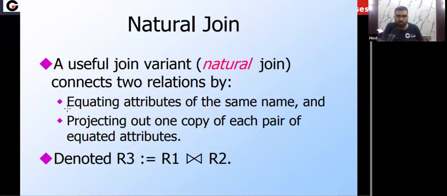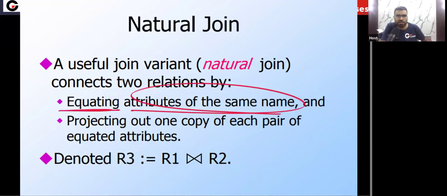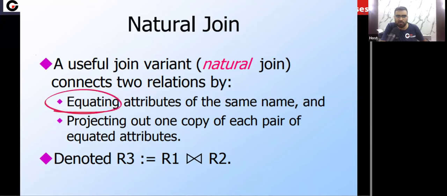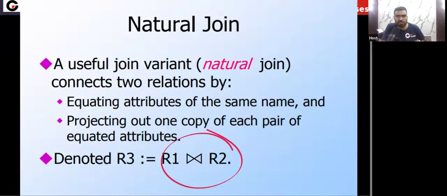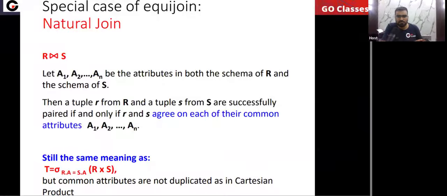So in this natural join, we equate attributes of the same name. All the attributes of the same name, we check their equality. We project only one copy of each equated attribute. Basically we remove the redundant columns. This is the symbol. We don't specify any condition. There is an implicit condition here. Okay, now let's move on.